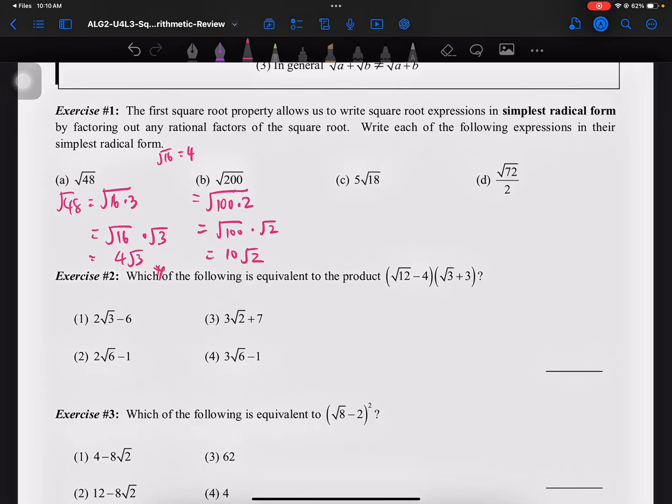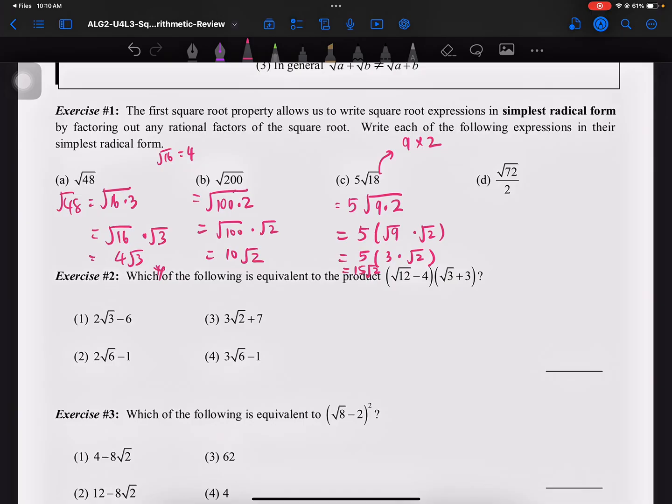Next, we have 5 times √18. So now we already have a number in front, which is 5. That 5 is just multiplying the root. So first we simplify √18. Which perfect square is inside 18? We can do 9 times 2, right? So it is 5 times √(9 times 2), we split it into 5 times √9 times √2. And it will become 5 times 3 times √2. It is 15√2.